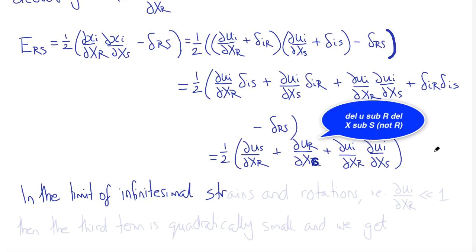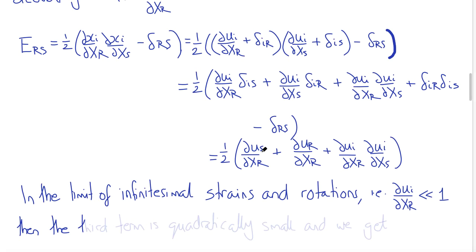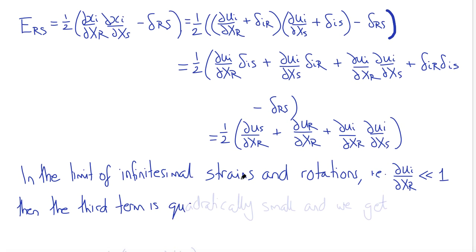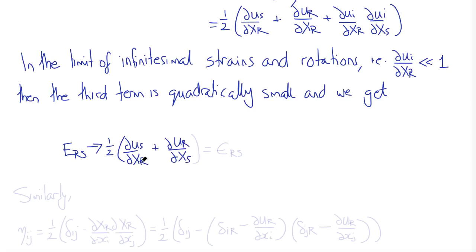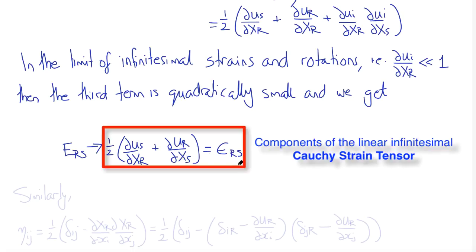So in the limit of infinitesimal displacement gradients, resulting in infinitesimal strains and infinitesimal rotations, i.e. when ∂u_i/∂x_r is much less than 1, so that this product is much less than these terms, then in the limit, when this second order term is quadratically small, the Lagrangian finite strain tensor tends to 1/2 (∂u_s/∂x_r plus ∂u_r/∂x_s), which is linear, and these are the components of the linear infinitesimal Cauchy strain.